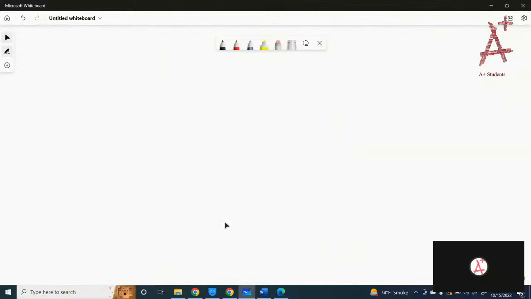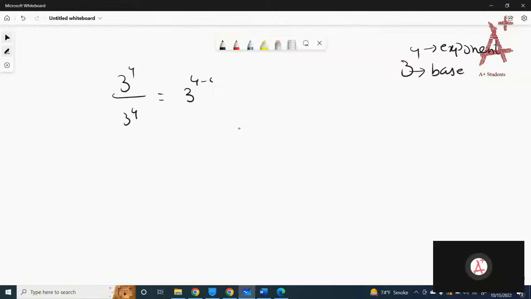Okay, let's start with 3^4 divided by 3^4 for the first part. We have to use the power rules. Both of them have the same base. 3 is the base, and 4 is the exponent. So when the bases are the same and you are dividing, you have to subtract the exponents. So 4 minus 4 is 0. Got it? Okay, now let's check the B part.